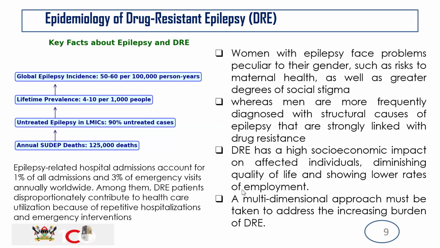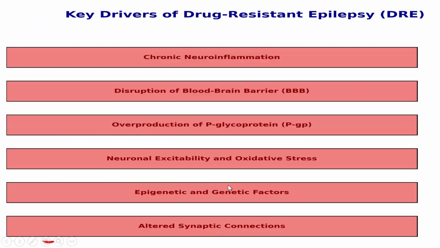We end up looking at multidimensional approaches that must be taken to address the increasing burden of drug-resistant epilepsy. Mechanisms underlying DRE include chronic neuroinflammation, disruption of the blood-brain barrier, overproduction of glycoprotein, neuronal excitability, and oxidative stress, epigenetic and genetic factors, as well as altered synaptic connections.